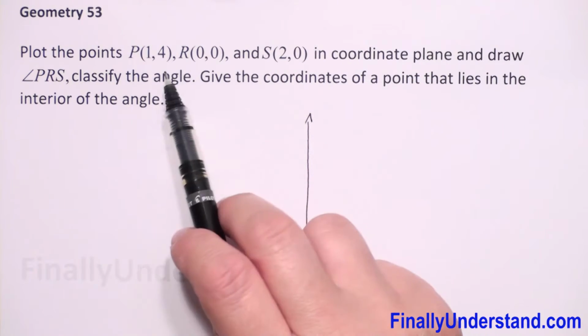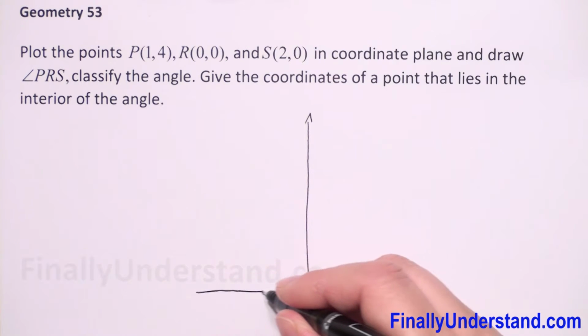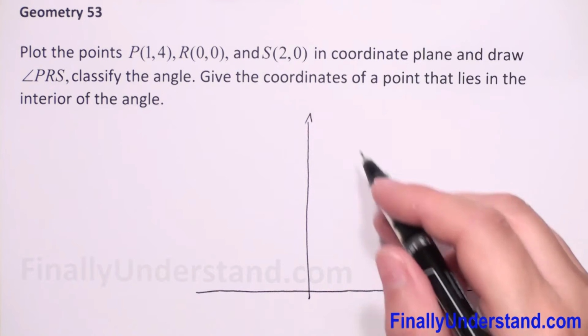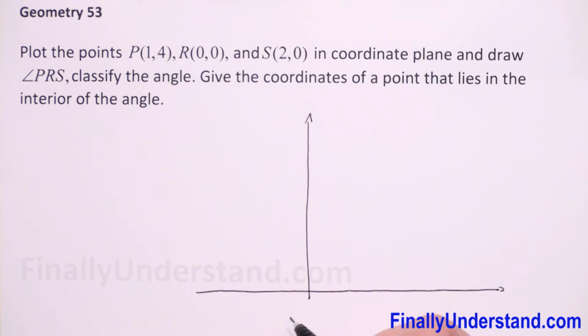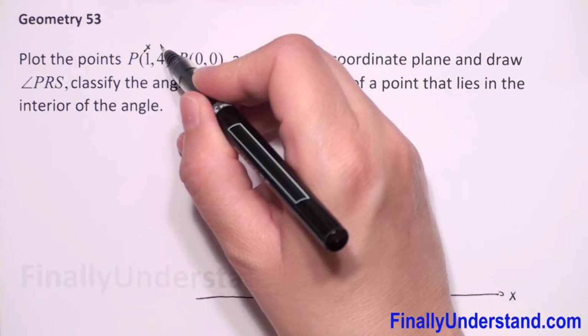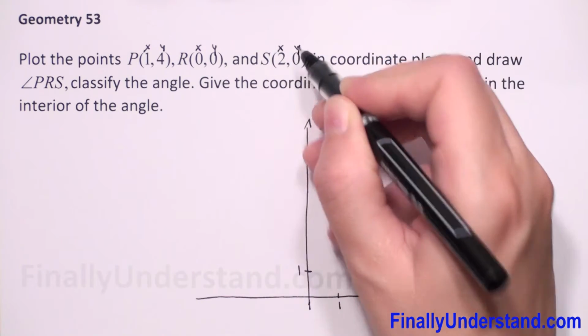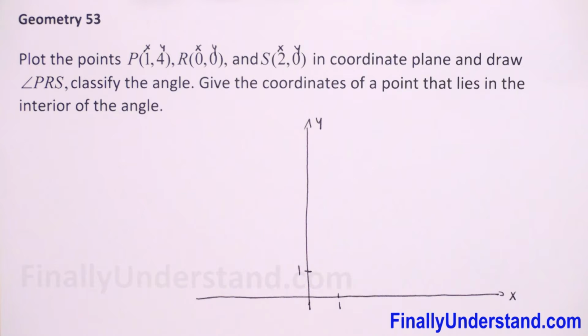Because we have only positive coordinates, we need only the first quadrant of our XY plane. Let's choose the unit 1. This is our x-axis, our y-axis. Always the first coordinate is x, the second is y. So the first point has coordinates 1, 4.